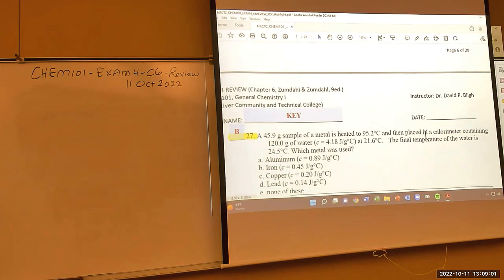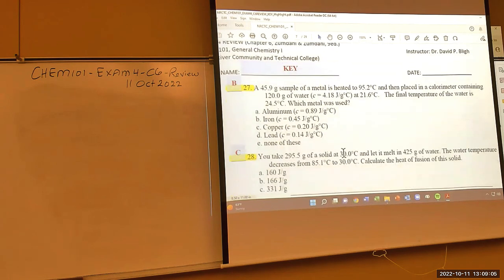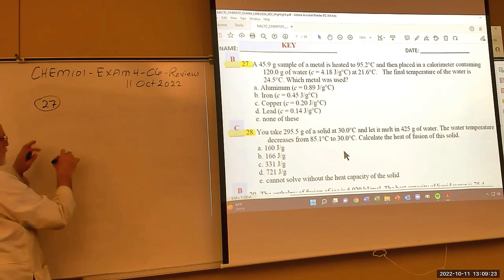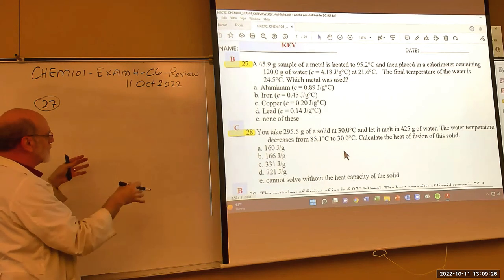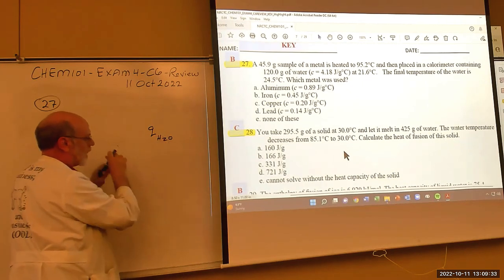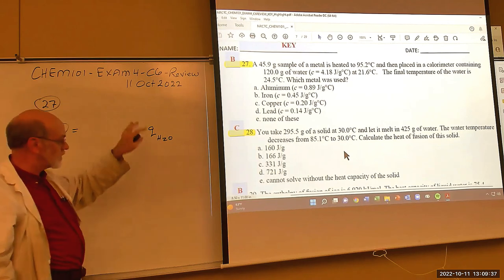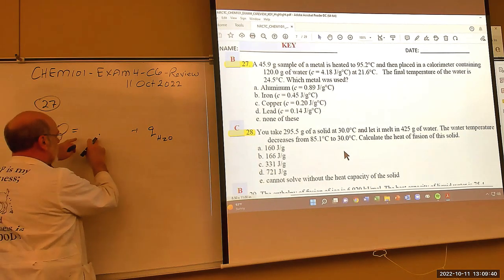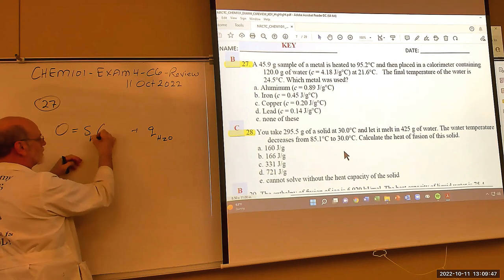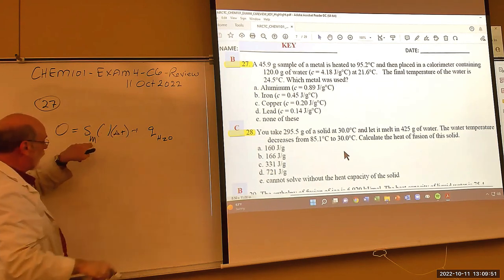27. Let me see if this one is substantially different than the other. A 45.9 gram sample of metal is heated and then placed in a calorimeter containing water. What metal was used? So I'm not going to work this one out. I'm just going to say when you set this problem up, you're going to have a complete value for the water. All the terms are going to be there in numerical form. So it's going to be a value. Over here, for the metal, you're going to have an unknown. And you'll have the mass of the metal, and you'll have the delta T. And you solve for the specific heat of the metal.